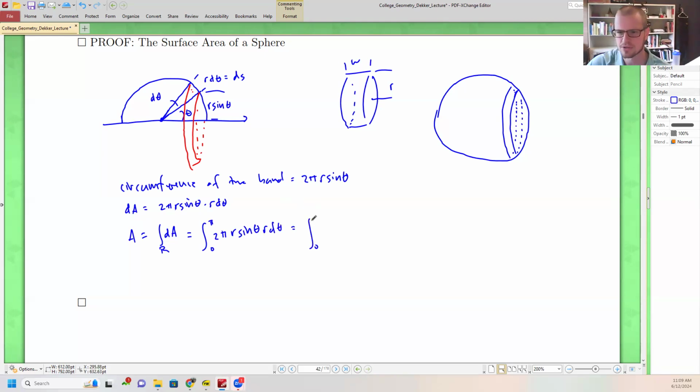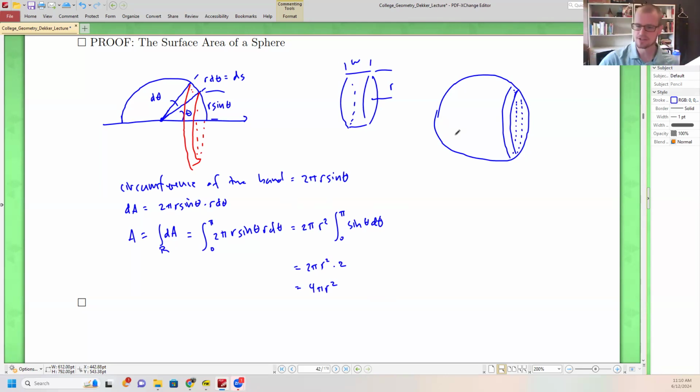This is the integral from 0 to pi. Actually, let me pull out those constants. 2 is a constant, pi is a constant, and I'm integrating with respect to theta, not r. So I have an r squared out here, integral from 0 to pi, and the only thing that's left is sine theta d theta. Now, I'm going to leave out the details here. At this point, it's just calculus 1. So this is going to give us 2 pi r squared times 2. So 4 pi r squared is the surface area of our sphere.